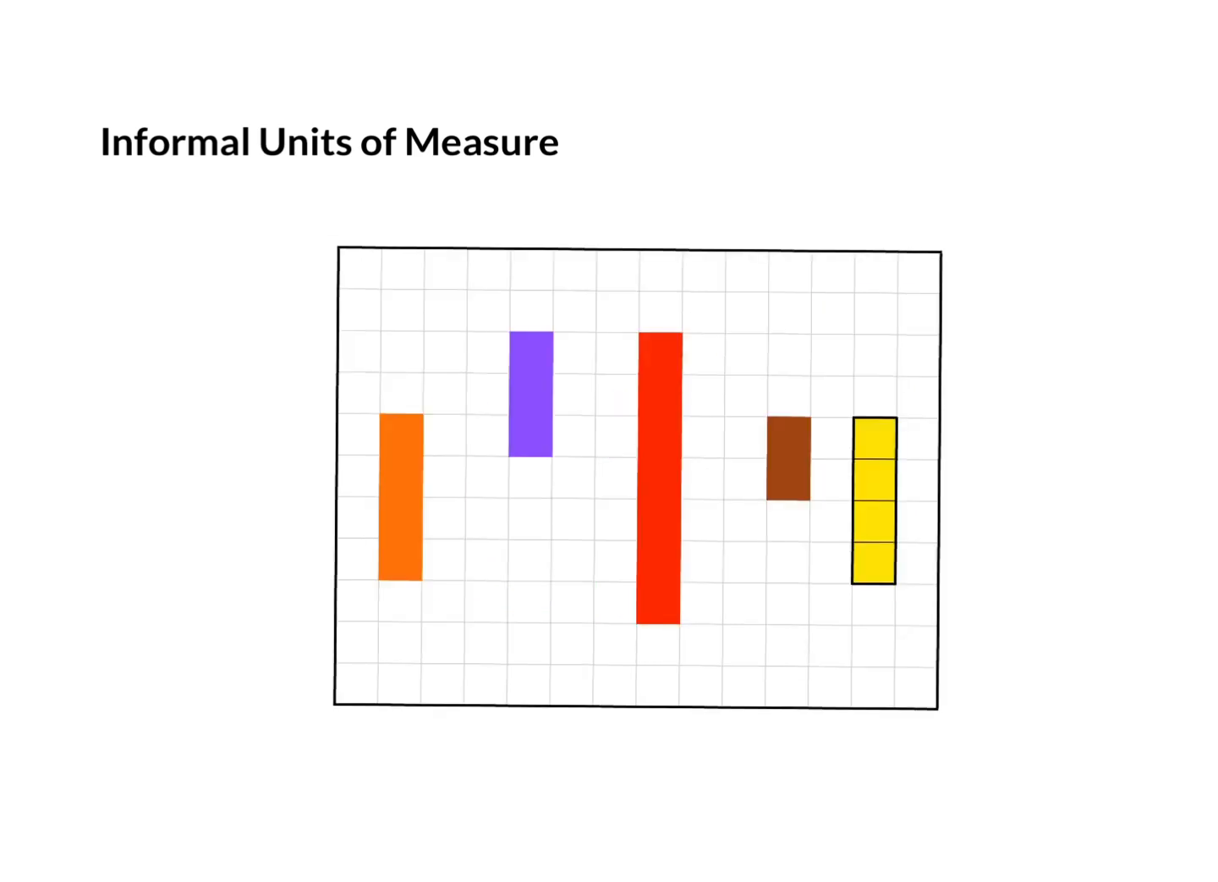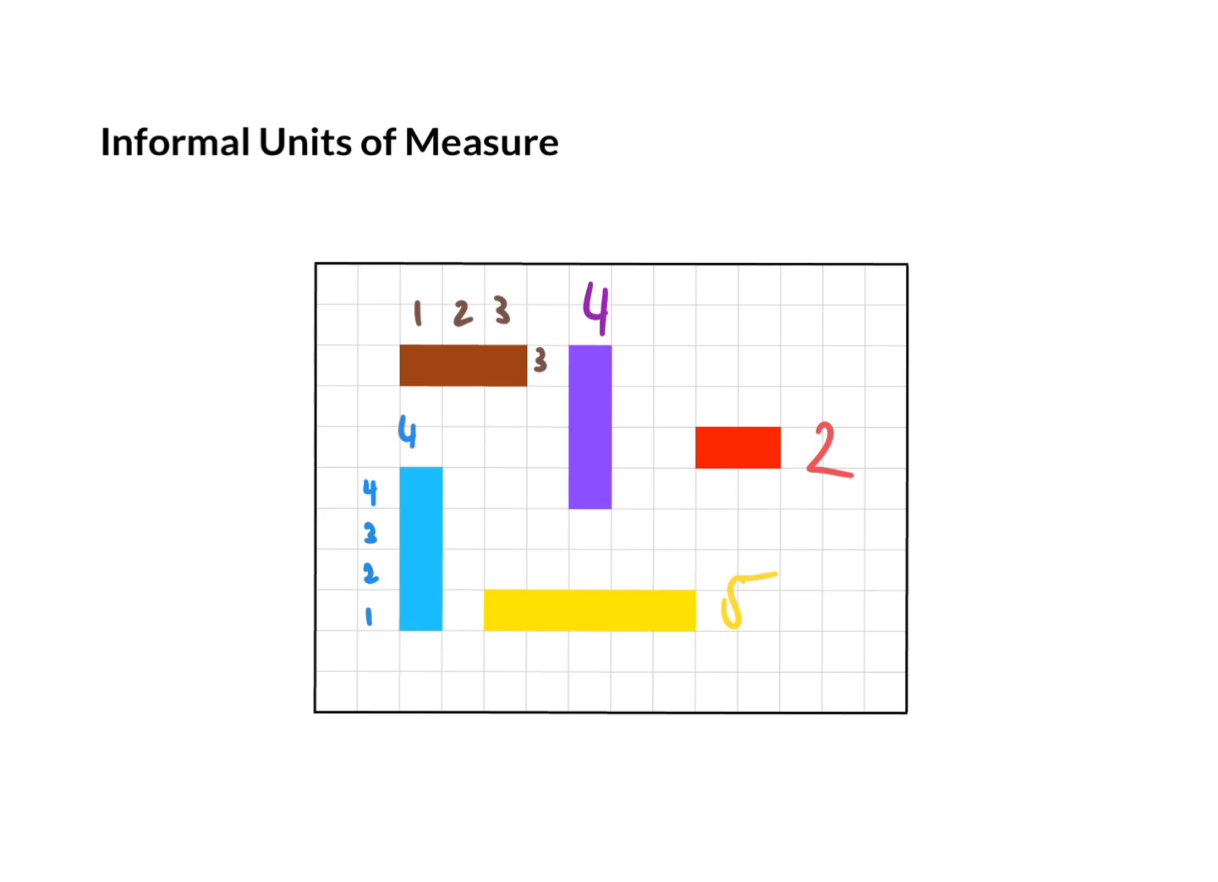Which line is longest? Take a second, pause the video and think about how long each line is in terms of units. We can see that the orange line is 4 units long. The purple line is 3 units long. The red line is 7 units long. The brown line is 2. And the yellow line is 4 units long.